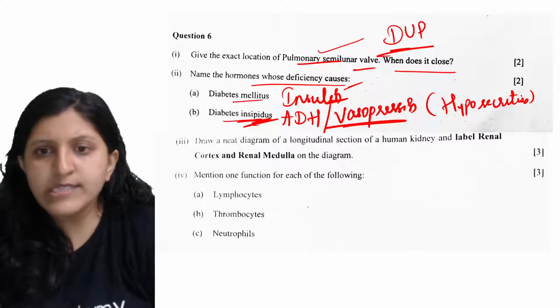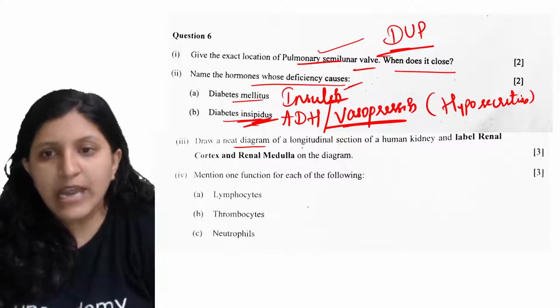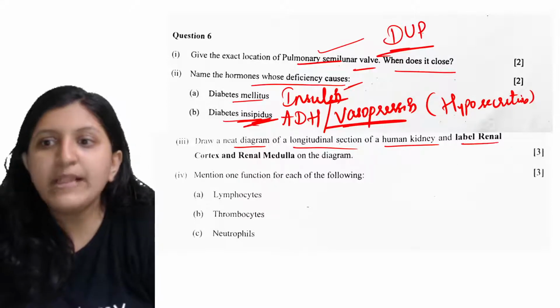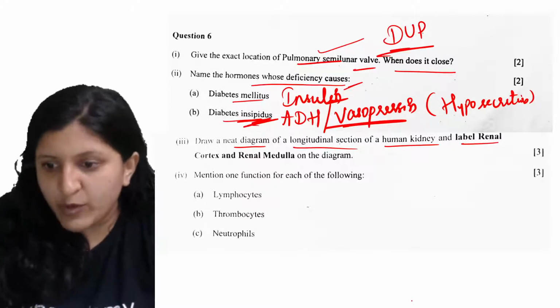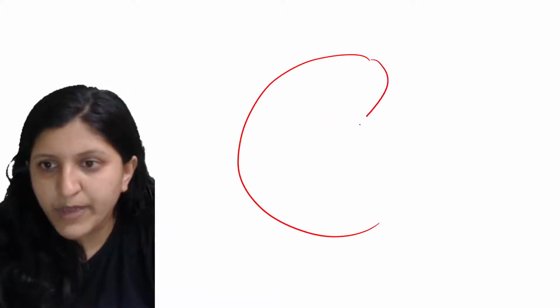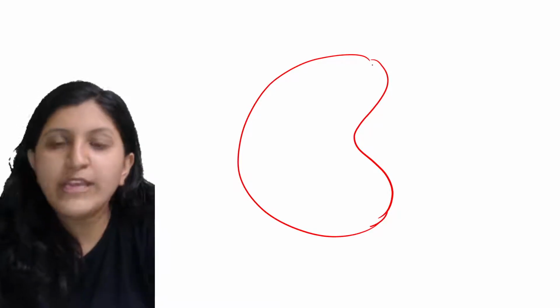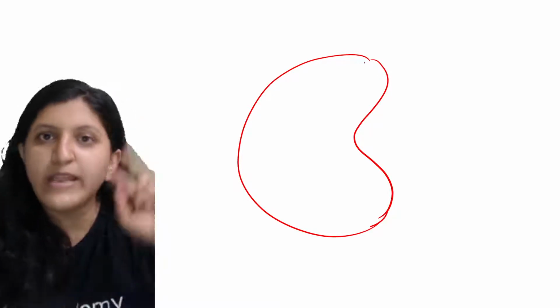Then it is asked, draw a neat diagram of a longitudinal section of a human kidney. Label the renal cortex and the renal medulla. So let's see this. While you are drawing a kidney, make sure that you draw the kidney. So this is the kidney. Now you need to draw the outer covering. So two layers you need to mention.